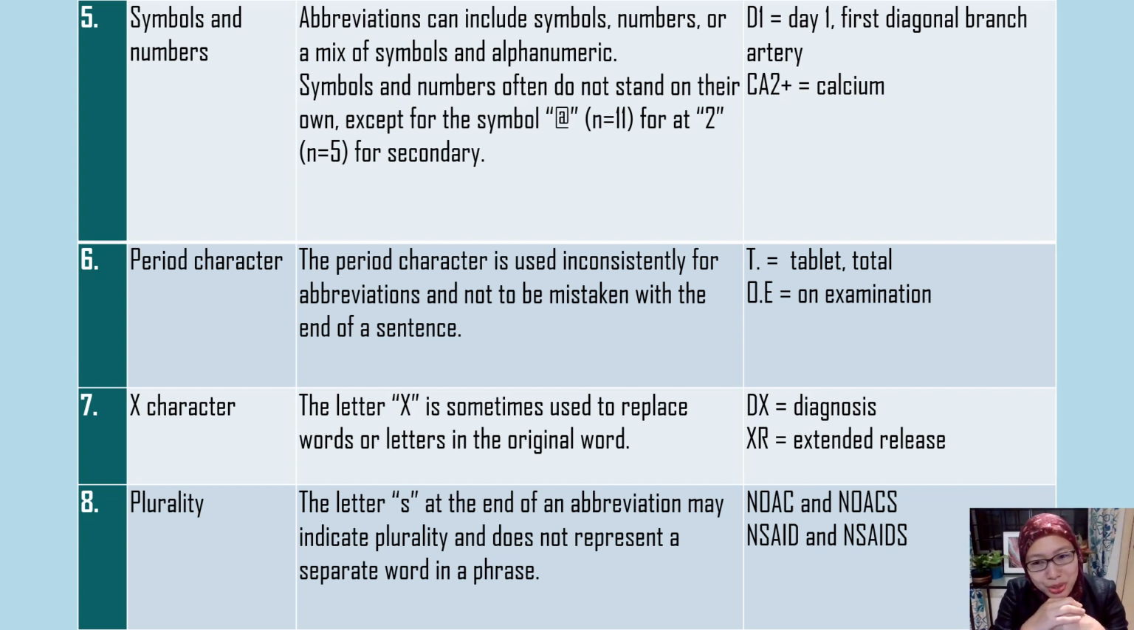X character is also commonly used. X character is sometimes used to replace the whole word or letters of the original word. For example, DX for diagnosis, MX for management maybe. But the X can also be in front, for example, XR for extended release. So the use of X in abbreviation can also signify that it is an abbreviation.